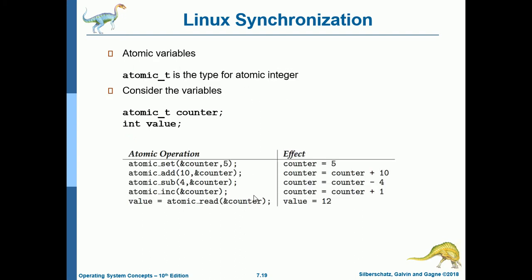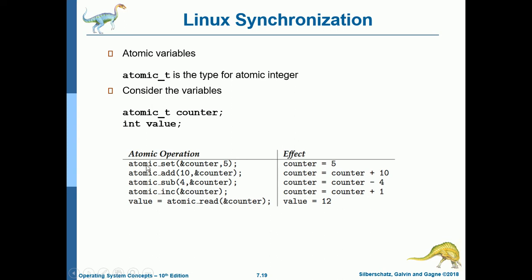It was already mentioned that Linux uses atomic variables. The type atomic_t is the type for an atomic integer. For example, consider the variables atomic_t counter and int value. If you declare counter as atomic_t, it means that the operations on counter must be uninterruptible. So here we have an example.